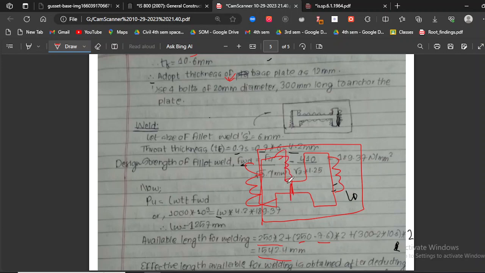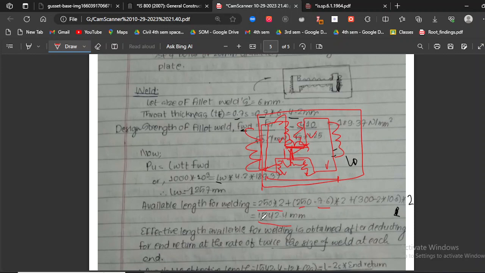So basically I'm finding this part, 1, 2, 3, 4. 250 minus 7.6, 250 minus 7.6, I get 1, 2. Multiply it with 2, I get these two parts. And finally 300. 300 means this part, 300 minus 10.6 is this part. 2 into 10.6, I get this part. Multiply it by 2, I get the up and down part. So this is my total available length for welding, and I find this as equal to 1542.4 mm.